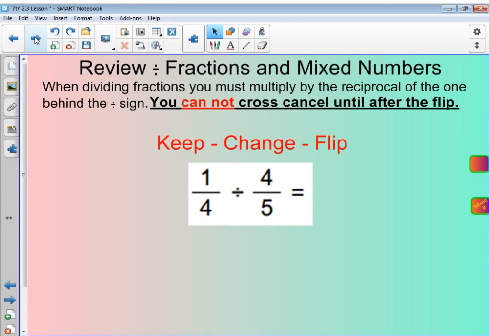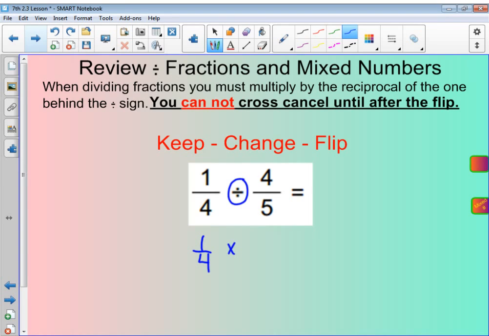Okay, so the next part is working with fractions and division. So we're going to review really quick what our rules are for dividing. Well, when we divide, remember that visual cue is we have 3 parts that make up that division sign. So we're going to keep, we're going to change, and we're going to flip. So there's that 3-word saying. So I keep the first one, I change to multiplying, and then I flip the last one, so 5 over 4.